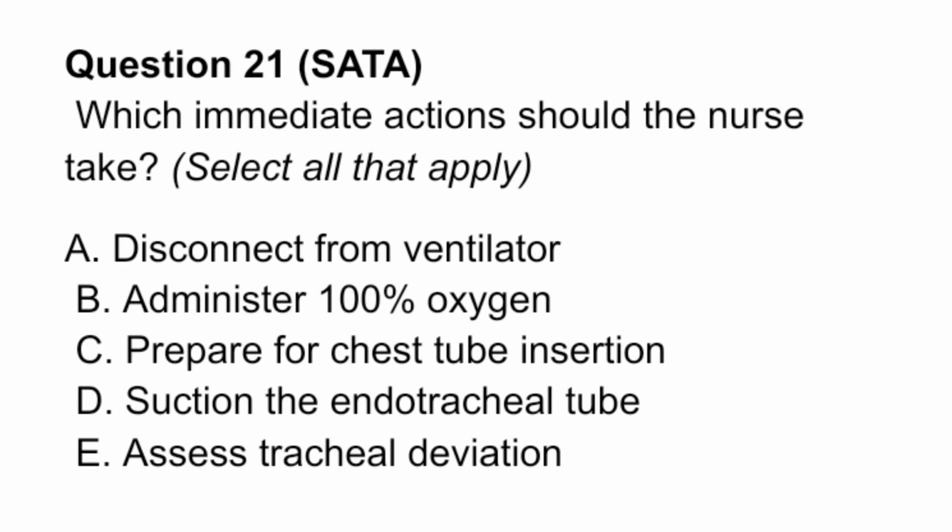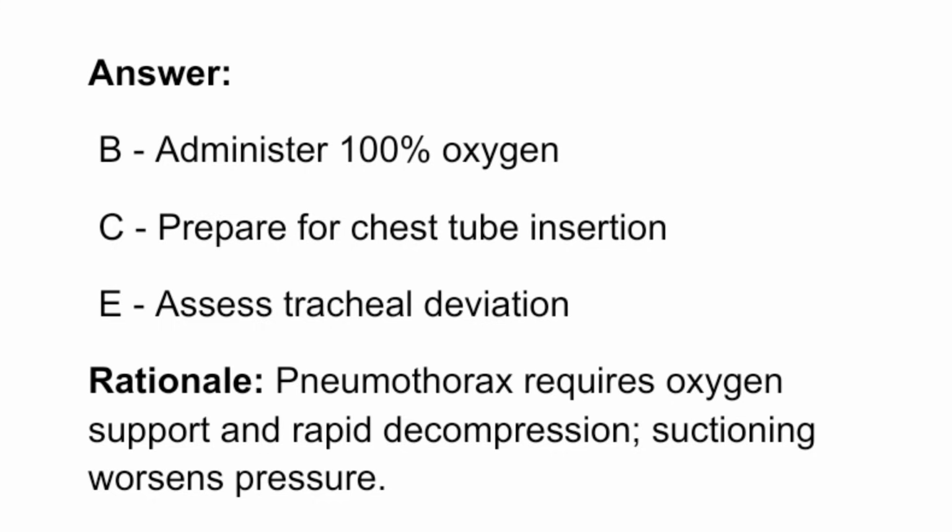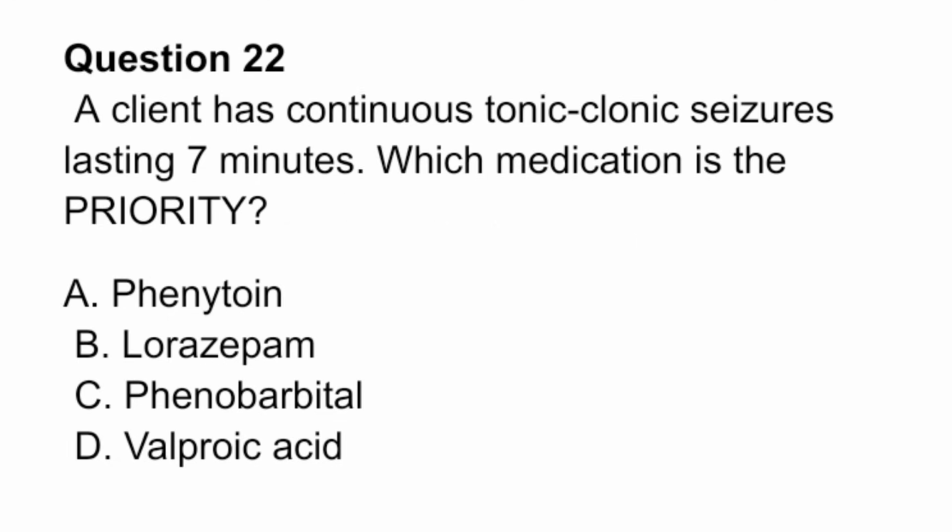Question 21. SATA. Which immediate actions should the nurse take? Select all that apply. A. Disconnect from ventilator. B. Administer 100% oxygen. C. Prepare for chest tube insertion. D. Suction the endotracheal tube. E. Assess tracheal deviation. Answer: B. Administer 100% oxygen. C. Prepare for chest tube insertion. E. Assess tracheal deviation. Rationale: pneumothorax requires oxygen support and rapid decompression. Suctioning worsens pressure.